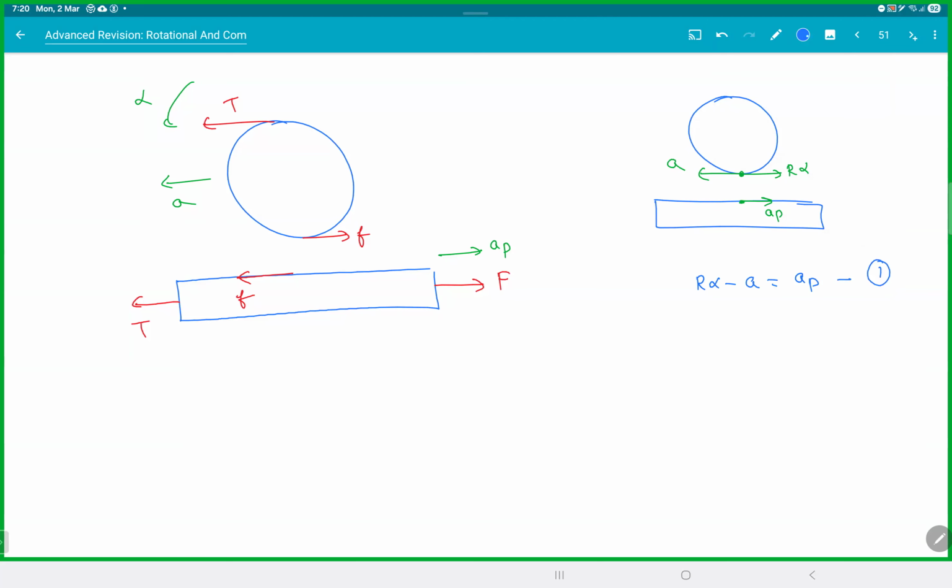Next thing, if you look at the topmost point, this thing has an acceleration A plus R alpha. And this is connected to this point with a string. If these two accelerations are not same, then the string will either break or become loose. So acceleration along the string must be same. A plus R alpha must be equal to AP. This is your equation 2. The acceleration along the string must be same.